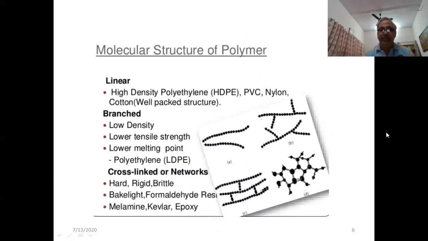And branched polymers are those polymers which have some additional branches, and the properties of these branched polymers are low density, lower tensile strength, lower melting point, for example polyethylene. And the cross-linked and network structure polymers are hard, rigid, brittle, and for example bakelite, formaldehyde resin, melamine, Kevlar, epoxy are the cross-linked or network type.